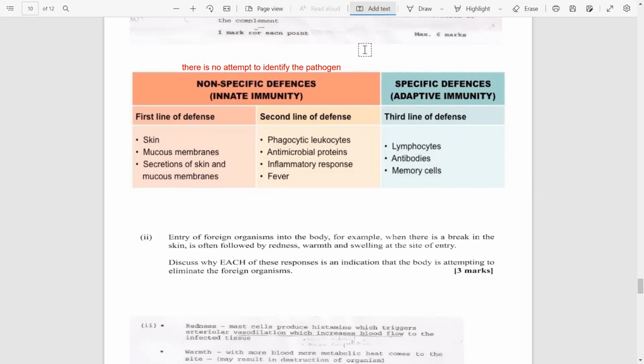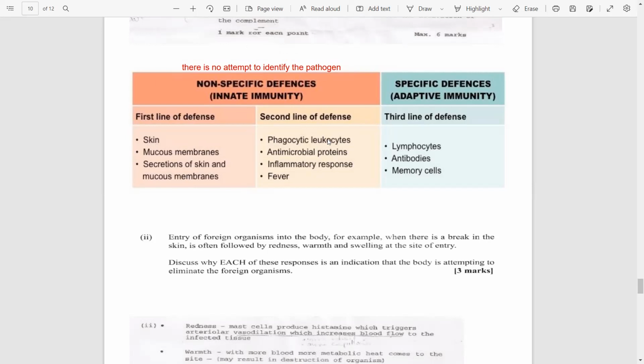So the first line of defense is your skin. The first thing is to make sure you have a secure barrier, and your mucous membranes as well. And you can secrete substances from the skin and mucous membranes to try to not allow the pathogen to enter the body. But God forbid the pathogen enters the body.